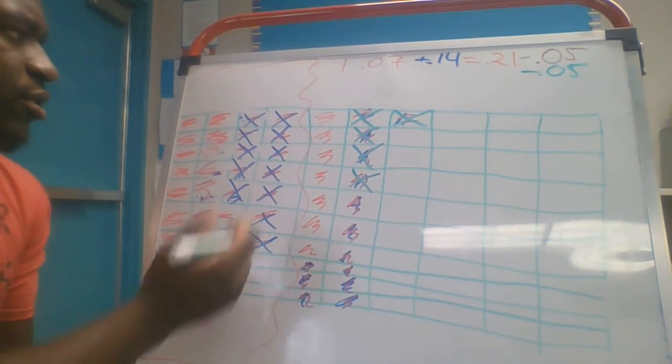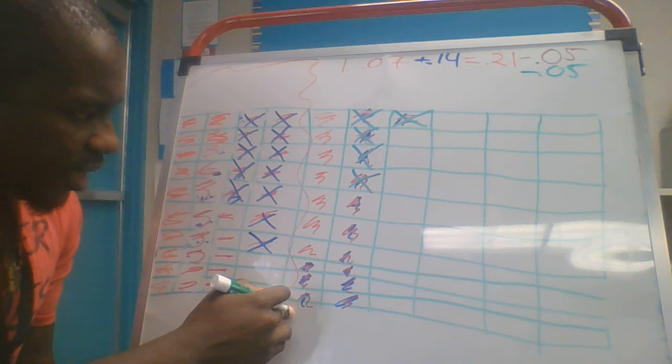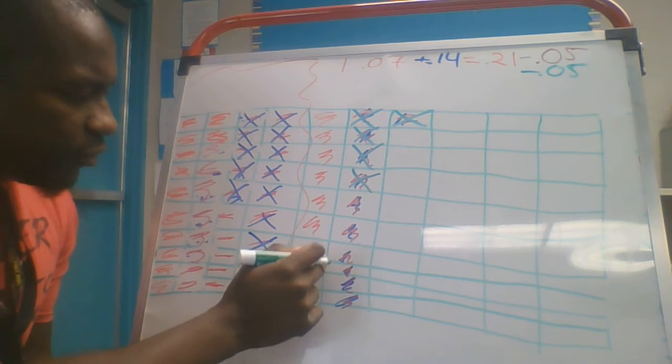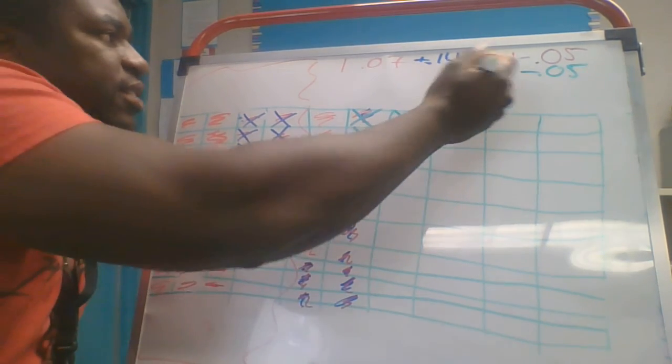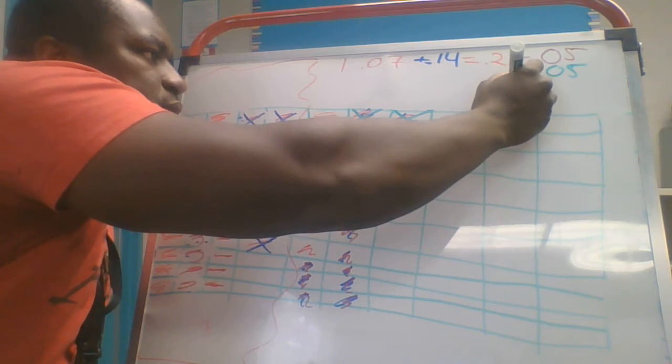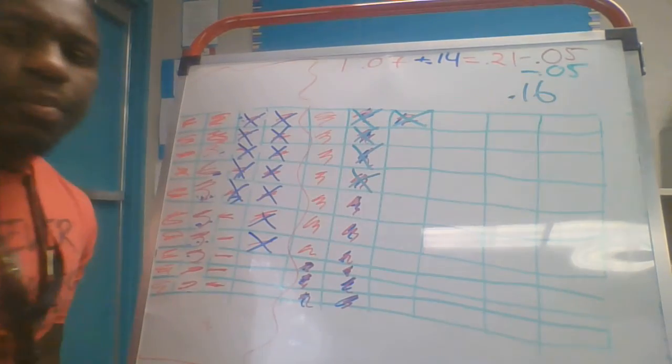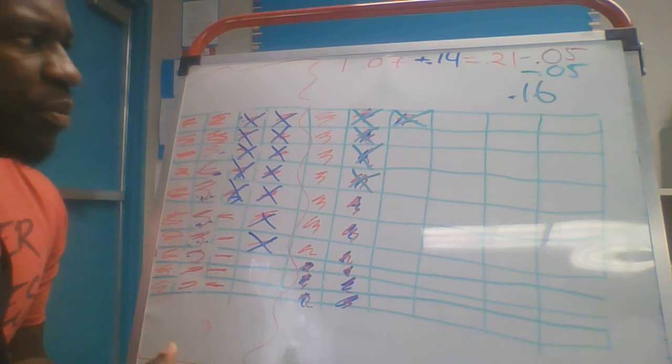And then I count 10, 11, 12, 13, 14, 15, 16. 16 hundredths. So pretty self-explanatory, pretty easy.